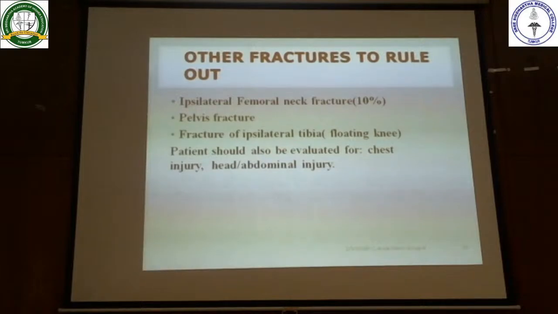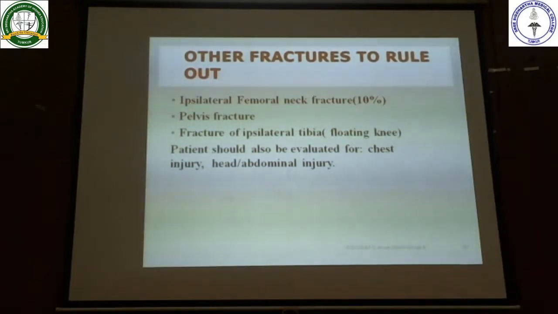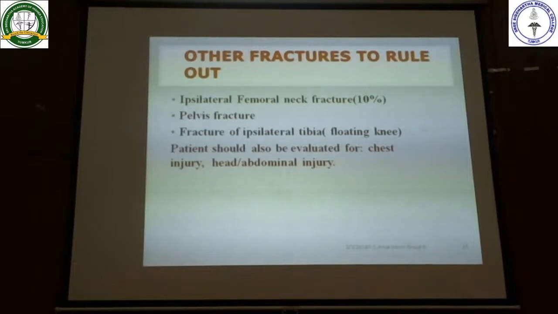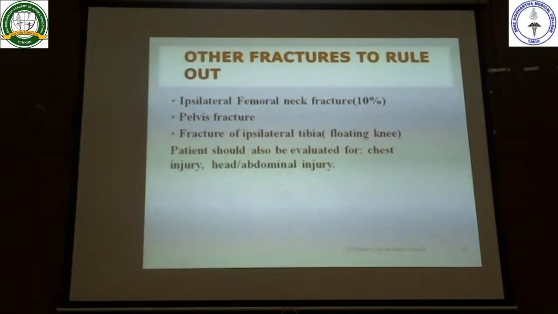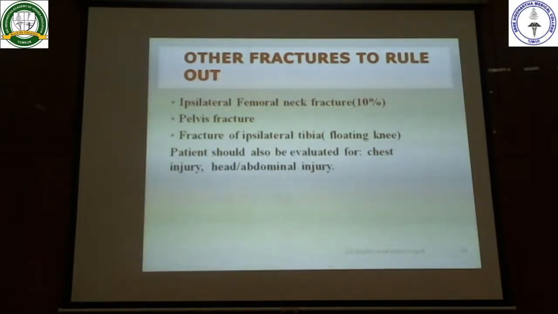So along with the fracture shaft of femur, if it is a very high velocity road traffic accident or something like that, you need to rule out a femoral neck fracture, which can occur in around 10% of such cases. Pelvis fracture, like I already mentioned, you need to examine the pelvic girdle and all those things. Why? Because again, pelvic fractures are also kind of notorious for loss of blood and going into hypovolemic shock and all those complications. So again, along with femoral shaft fracture, you need to rule out if there is a pelvis fracture along with it.